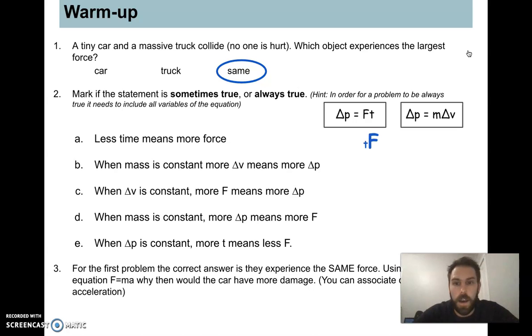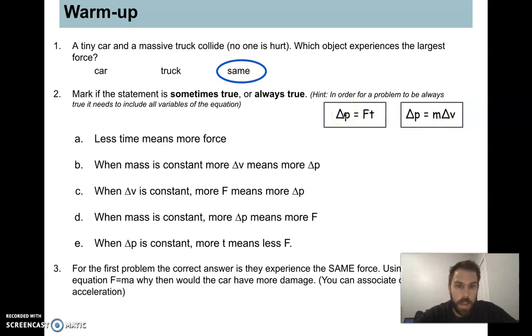So now what we want to do is mark the following statements and say, are they sometimes true or always true? And the hint is, in order for a statement to be always true, it needs to include all variables of the equation. So we have our two equations for change of momentum right here.